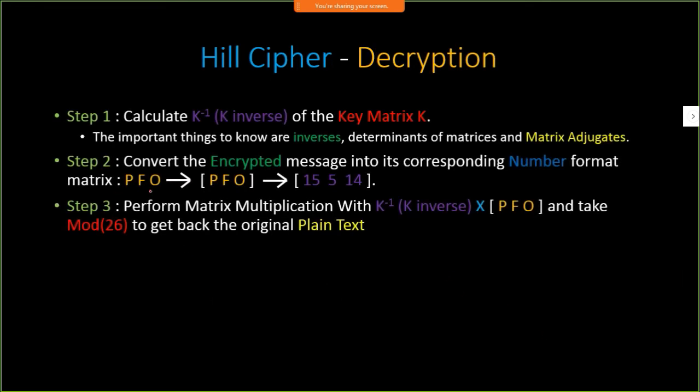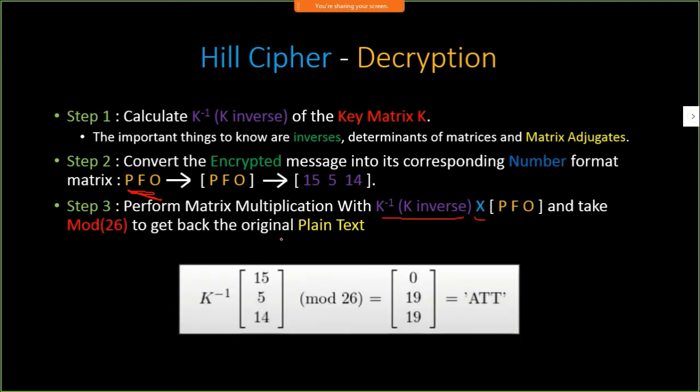And after that PFO is replaced by numbers: P is replaced by 15, F is replaced by 5, and O is replaced by 14. And the same process, matrix multiplication of K inverse with PFO. After that, take mod 26 to get back the original plain text message. So the actual message will look like this.